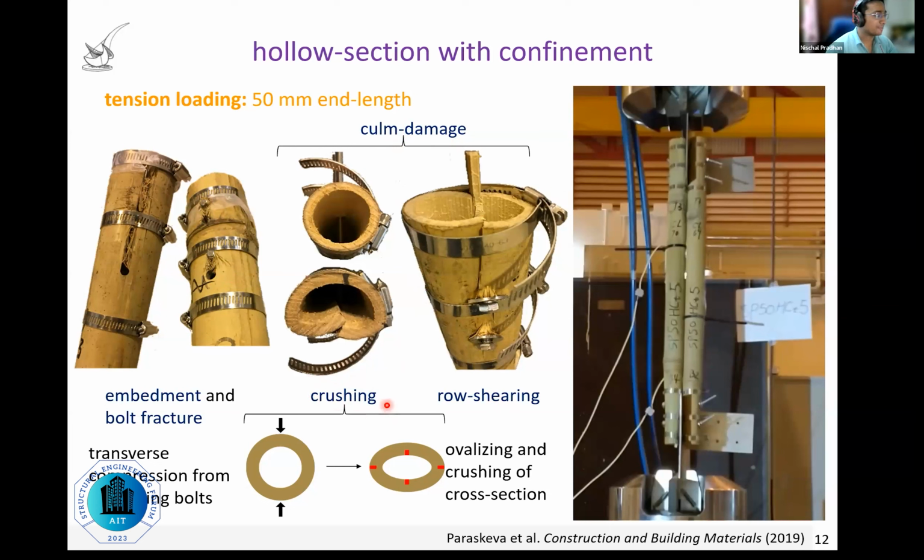The crushing failure happens when the deforming bolts apply radial compression on the cross section, which ovalizes and therefore cracks the cross section, as you can see over here. You can see over here how the culm has ovalized and crushed because of the deforming bolts. A typical failure mode also seen in any dowel connection is row shearing, where a part of the bamboo culm or the material comes out like this.